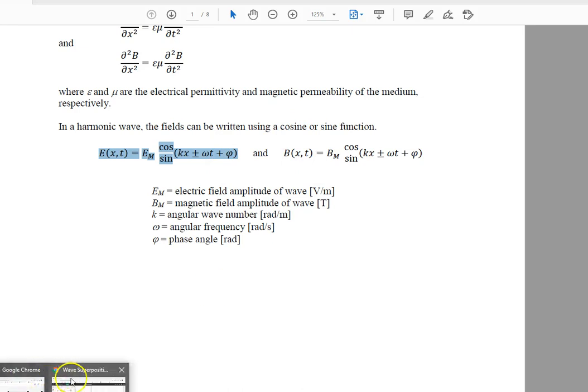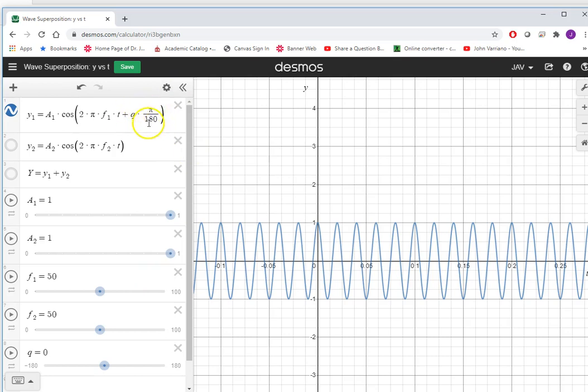So what I've done is I've written the phase angle as q times pi over 180, because I need radians in my argument. So q is down here. I can change q. For instance, right now I have q equals 0. So this phase angle phi, q pi over 180 degrees, that phi is 0 right now.